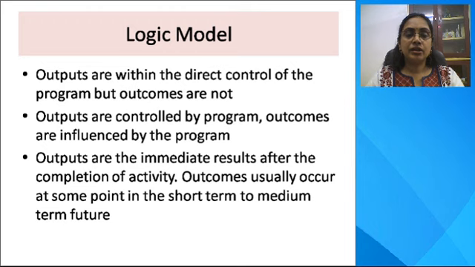So you can control your outputs, but you cannot control your outcomes, because outcomes are dependent on the people, the community. Outputs are the immediate results after the completion of an activity. You do an activity and immediately you have your output. You do the training, and this many number of people are trained. Outcomes usually occur at some point in the short term to medium term future.